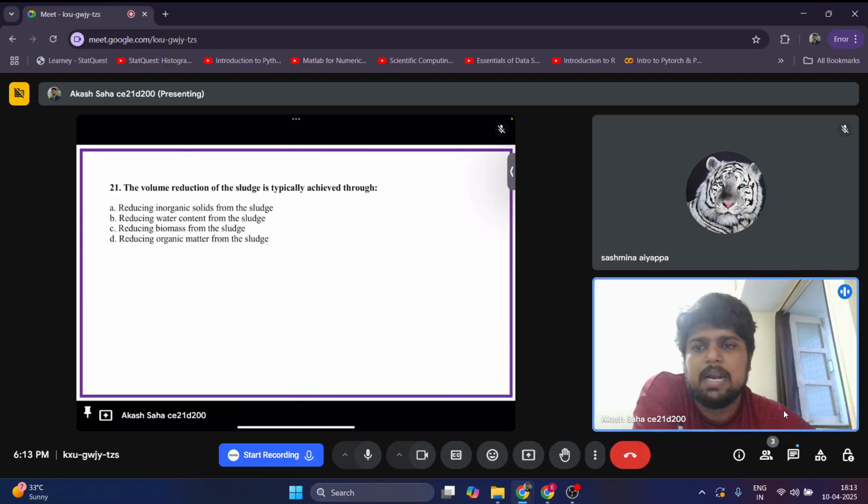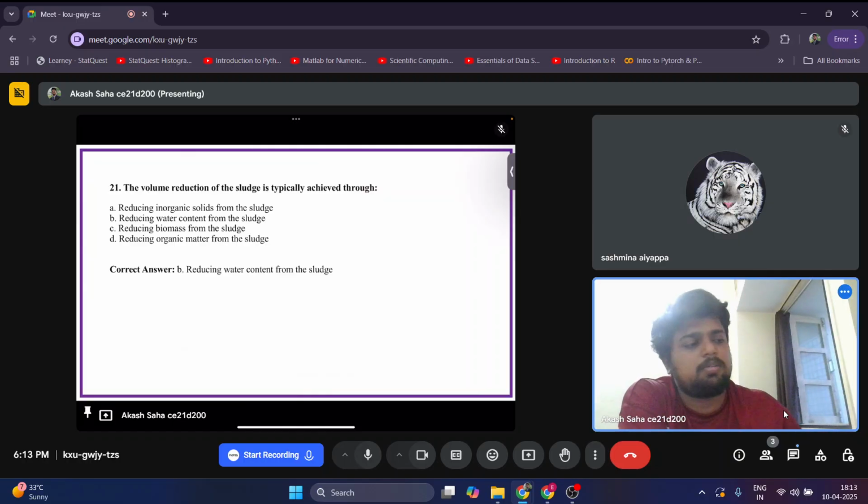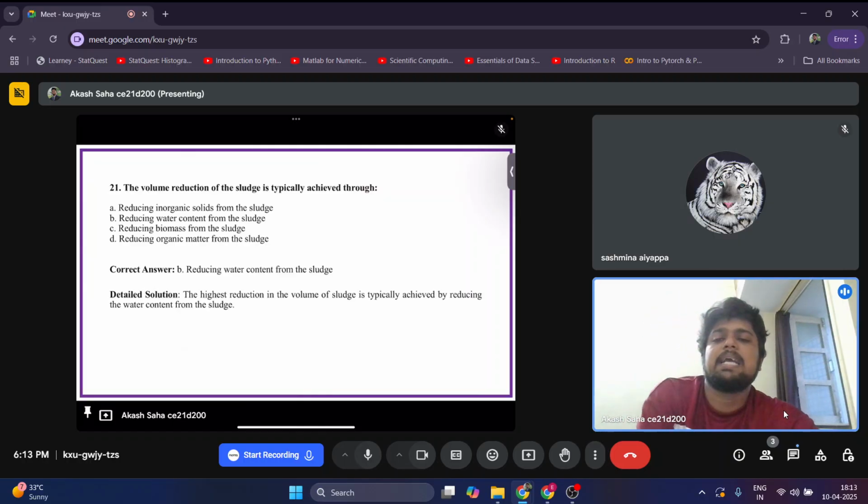But the major volume, as you all know, in sludge, almost 5 to 10% is only the solids. Rest of it is water. So the major chunk is water. So most of the volume reduction of the sludge is done by reducing the water content, because that is the major portion. The highest reduction in the volume of sludge is typically achieved by reducing the water content of the sludge.